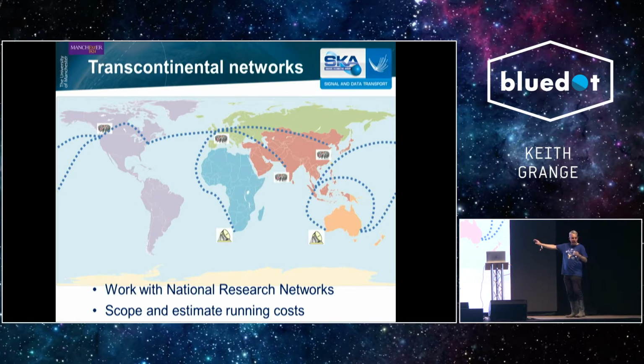And then the final one of the data transport issues is we'll have the data conglomerating in South Africa and in Australia. How do we get that out to astronomers in Europe and Canada and India and China? We're going to be using very big submarine cables. Fortunately, those things already exist. We don't have to build them ourselves. And we're going to be piggybacking off the work from national research networks here.